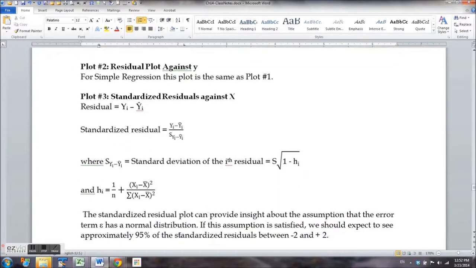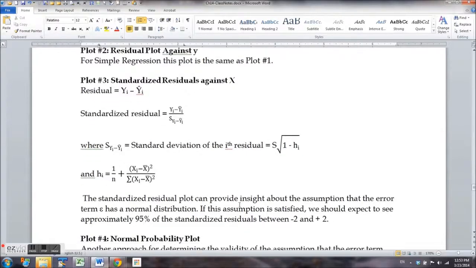Then we can plot that, and if the normal assumption is true, then you would see almost all the standardized residuals fall within -2 to +2. So approximately 95% of the standardized residuals. If not, then the normal distribution assumption needs to be checked out.